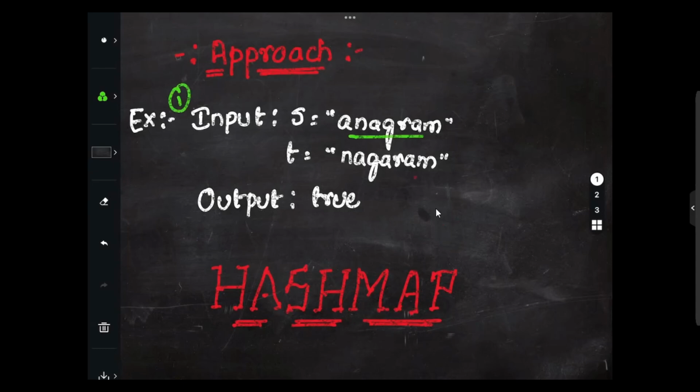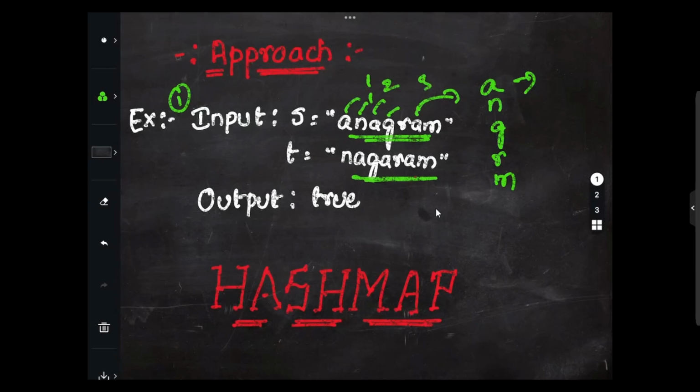So yes, we have anagram here, and we have nagaram. The distinct letters present in s are A, N, G, R, and M. You can clearly see A is present thrice: 1, 2, 3. N is present once, G is present once, R is present once, and M is present once. So 3, 1, 1, 1, 1. The same goes with t as well.